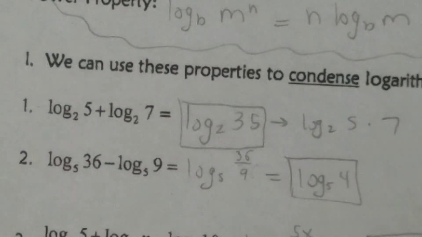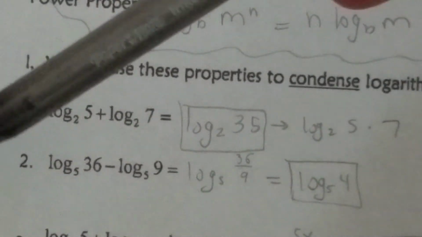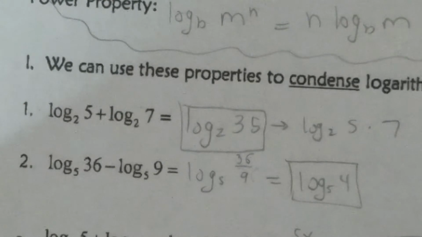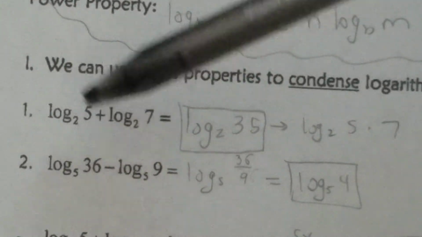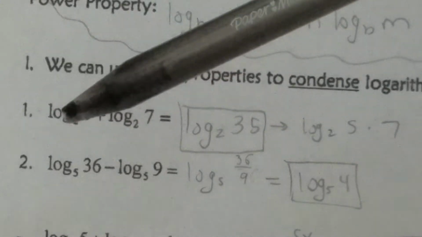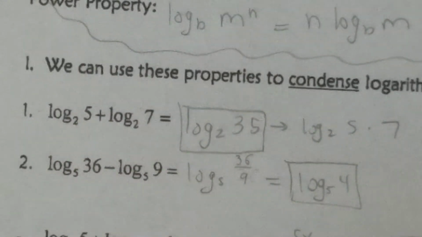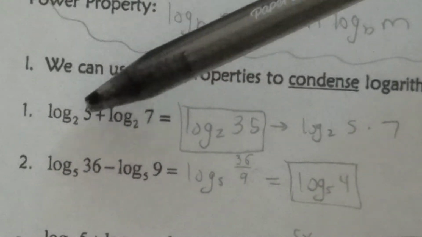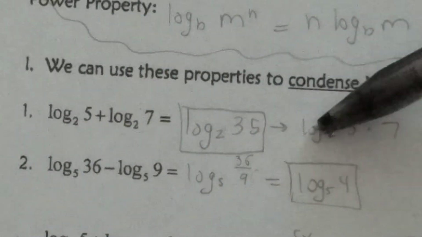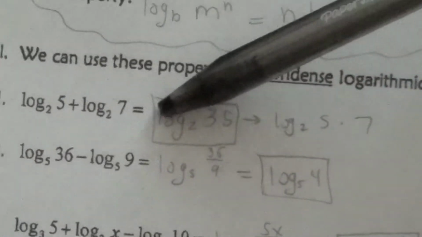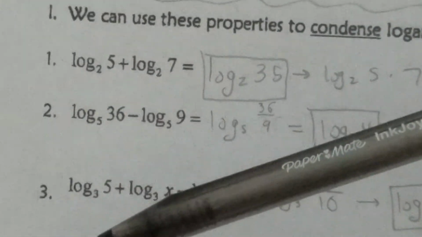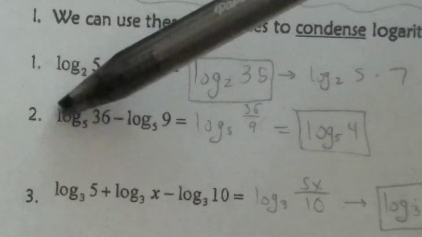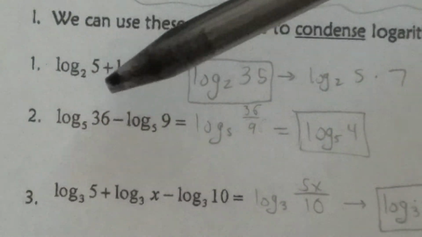Alright guys, I'm back with condensing. It just asks you to condense the logs. Very standard ones. I'll give you one problem for each type of property. First, the product property. With addition, you have to multiply these two. Always look at the base; it has to be the same base, and it is, so that's good. The addition sign tells you multiplication. So you do log base 2 of 5 times 7 to get your final answer, log base 2 of 35.